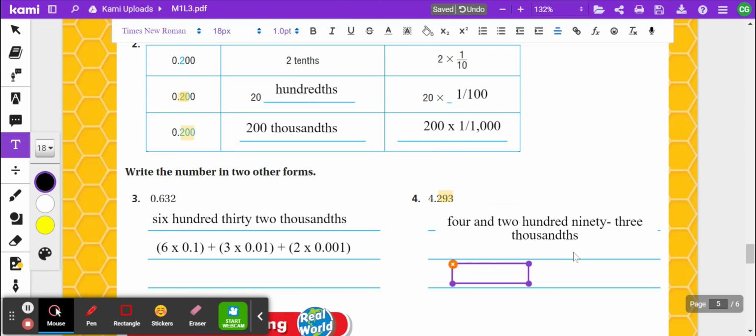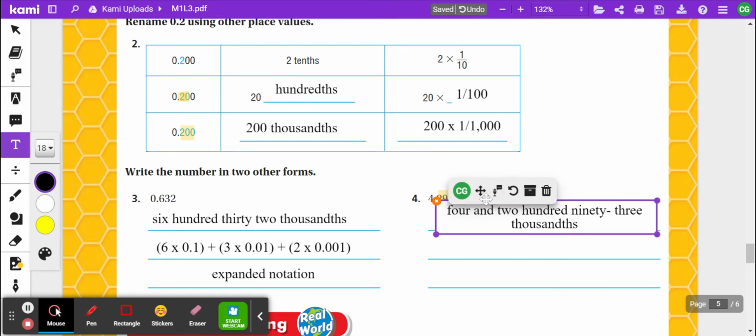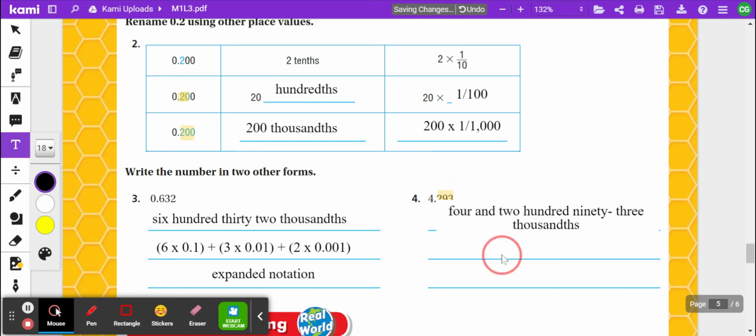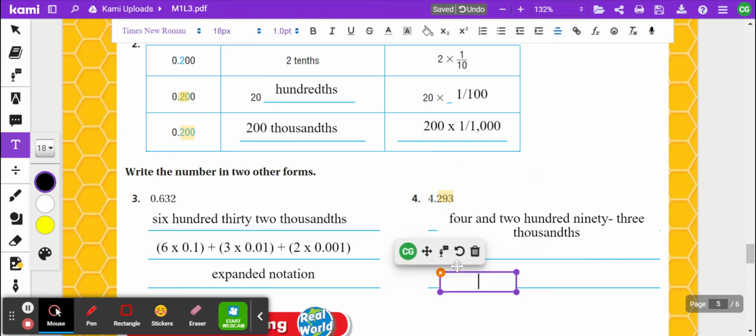Now I'm going to write this. Let's do this again, this is expanded. I'm going to write this down so that you know the notation. And I'm going to do this next one in expanded form. I'll just bring that down just a bit.